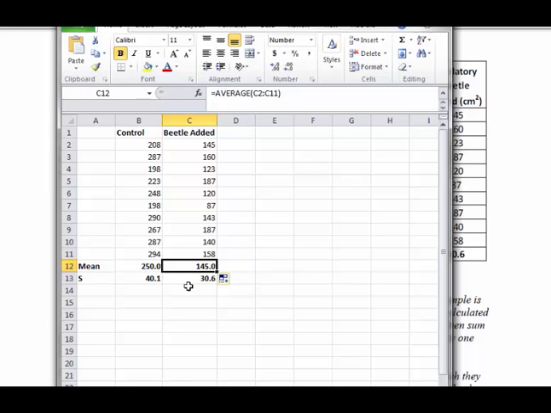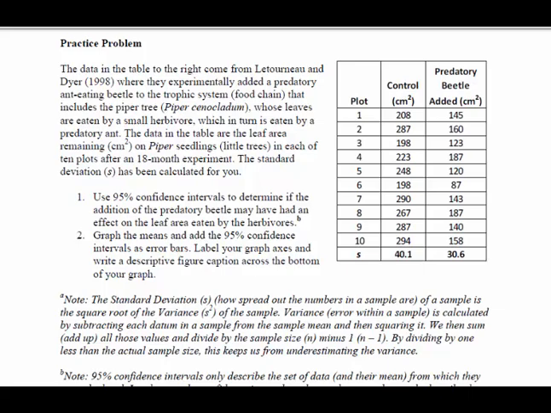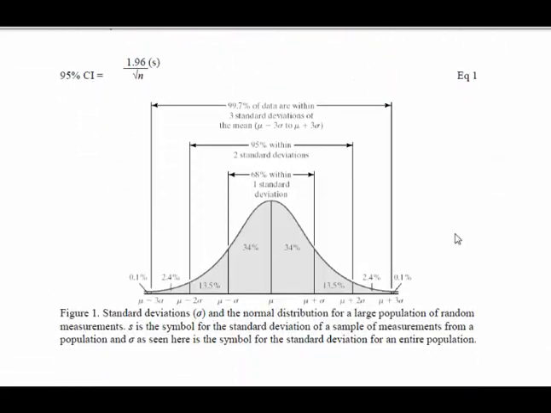Well, yes, 250 and 145 are not the same number, but are they statistically different from each other, right? Or could they have happened if I had just gone out and tested two separate areas that were both the exact same condition, that neither of them had the beetle added to them? Could one of my means have been 250 and the other mean have been 145? And this is why we want to look at our two standard deviations from the mean.